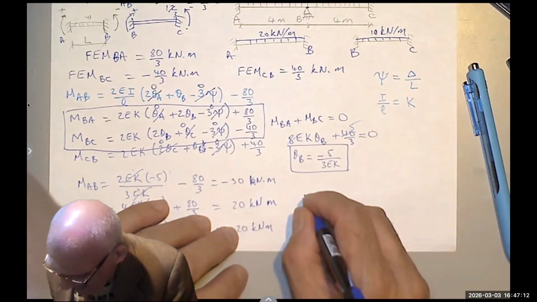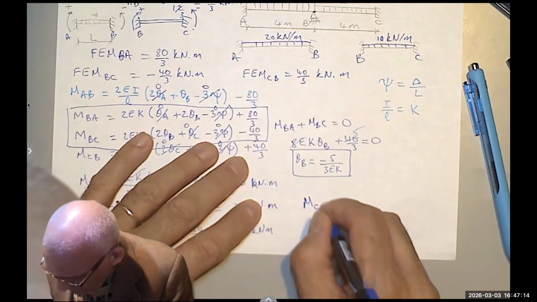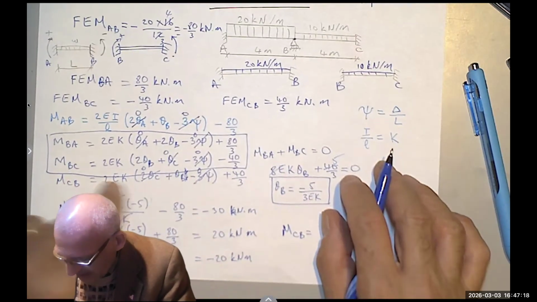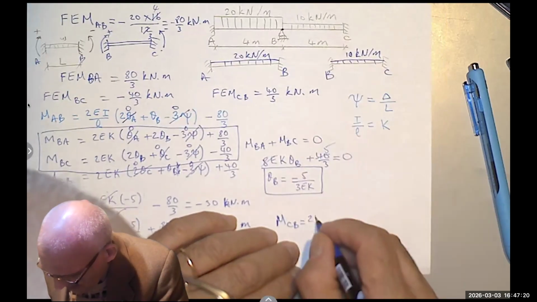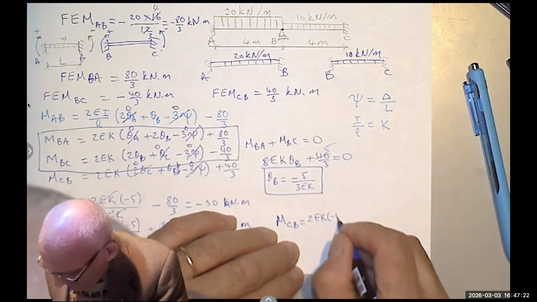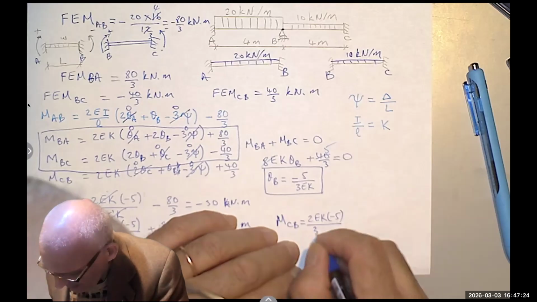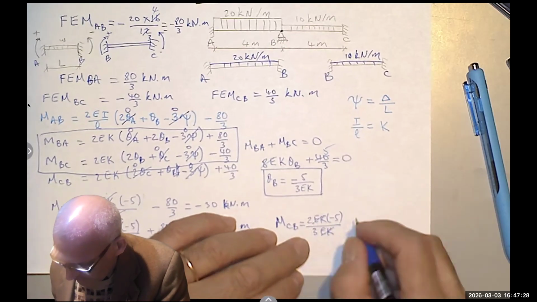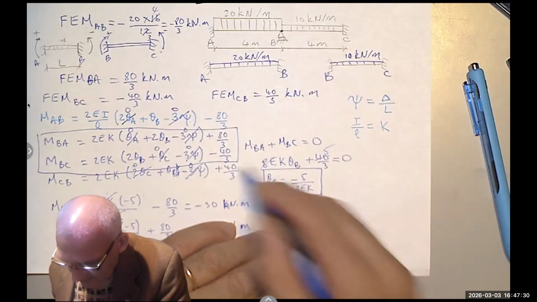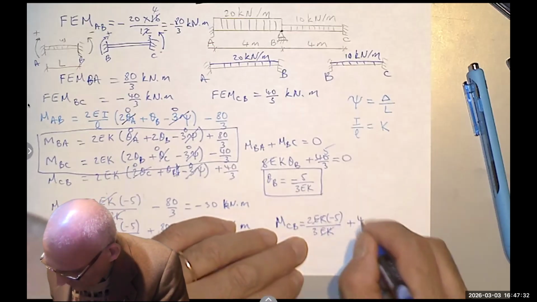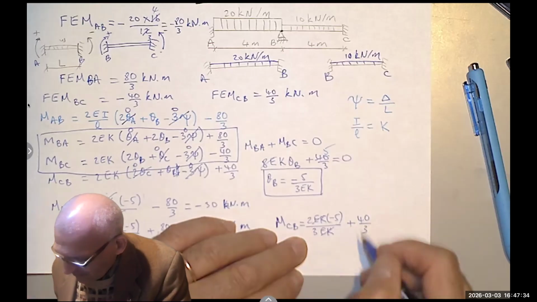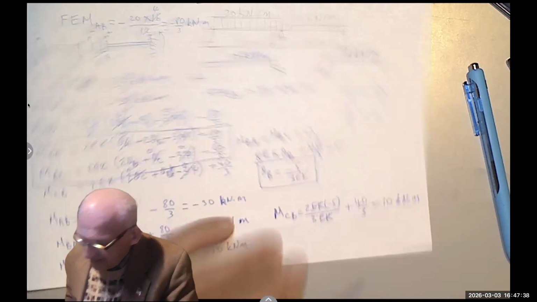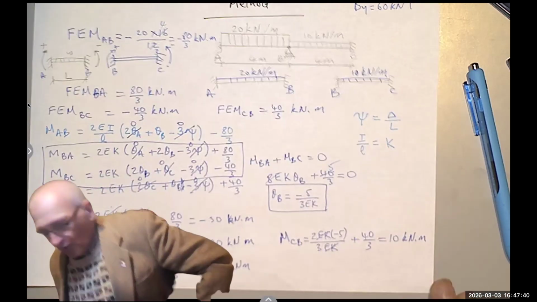Finally, we get the MCB. It's just 2EK times negative 5 over 3EK, which is negative 10 over 3, plus 40 over 3 is 30 over 3, or 10 kilonewton meter. And I found all the moments.